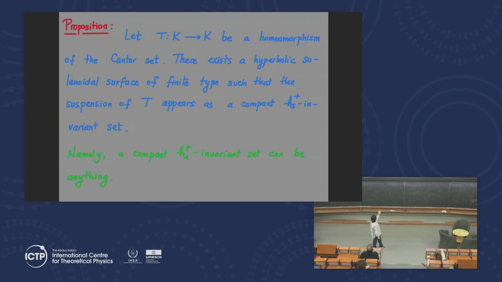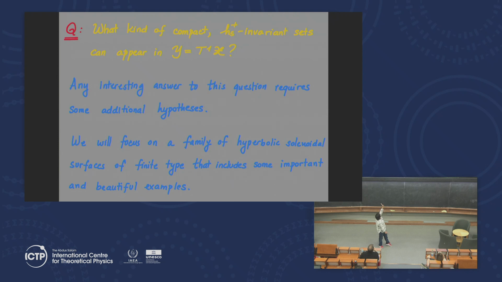That is to say, a compact invariant set for the horocycle flow in this setting can't really be anything because everyone's favorite dynamical system admits an extension to a homeomorphism of the Cantor set. So this is really anything. And what this says is, this question, what kind of compact invariant sets can appear in the unit tangent bundle to a surface like this? Well, this question makes no sense if you want to answer it in any meaningful way unless you put some additional assumptions.